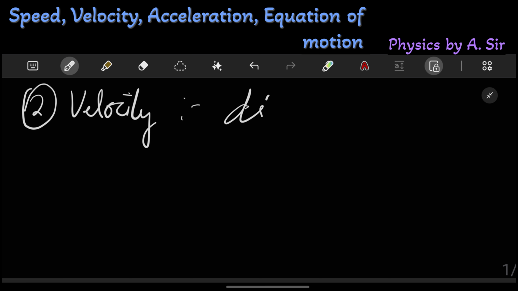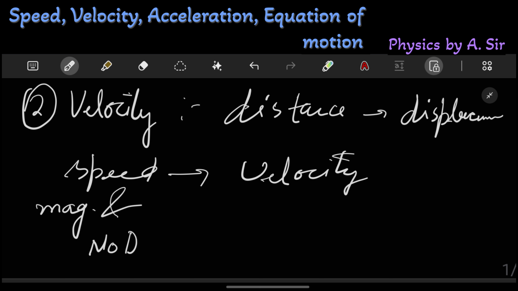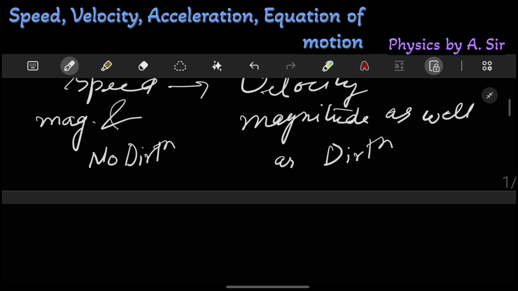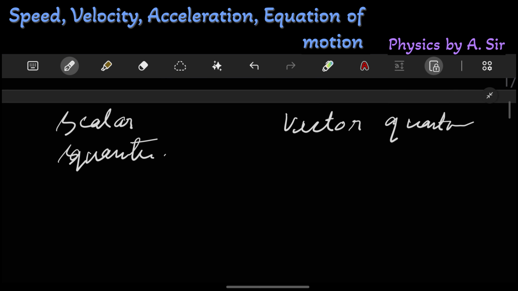If distance becomes displacement, then speed is defined as velocity. In speed there is only magnitude and no direction. But in velocity there is magnitude as well as direction. If some quantity has magnitude as well as direction, then it is known as a vector quantity, and if it does not, then it is a scalar quantity. So these are some basic points of this phenomenon.